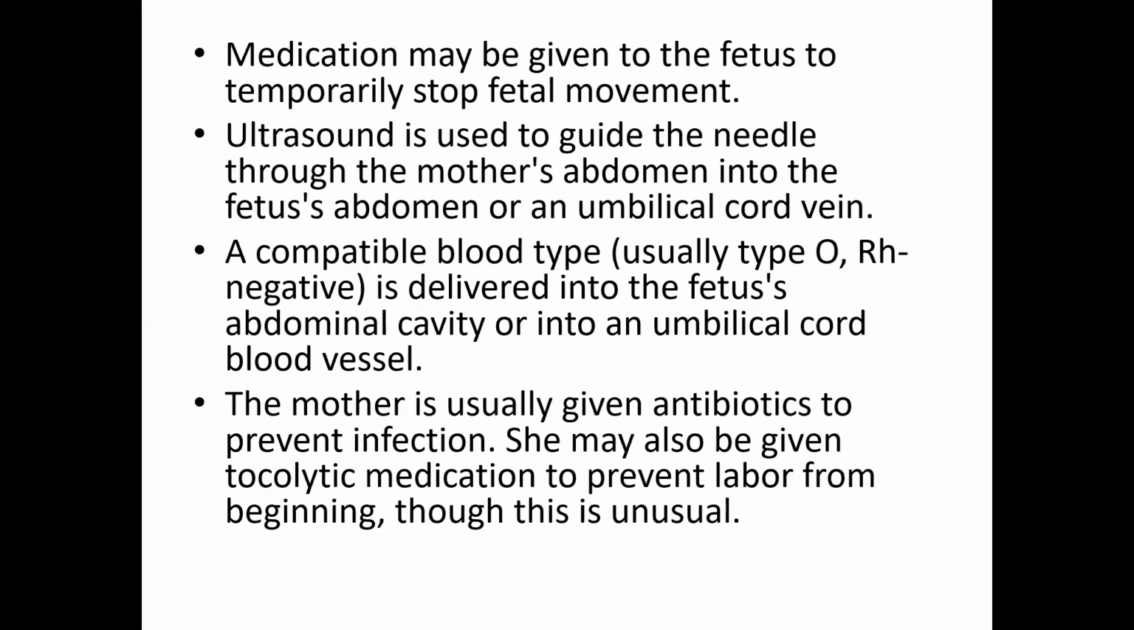Blood with a compatible blood type, usually O negative, is delivered into the fetus's abdominal cavity or into the umbilical cord blood vessels. The mother is usually given antibodies to prevent sensitization. She may also be given tocolytic medication to prevent labor from beginning. So this is usually done.